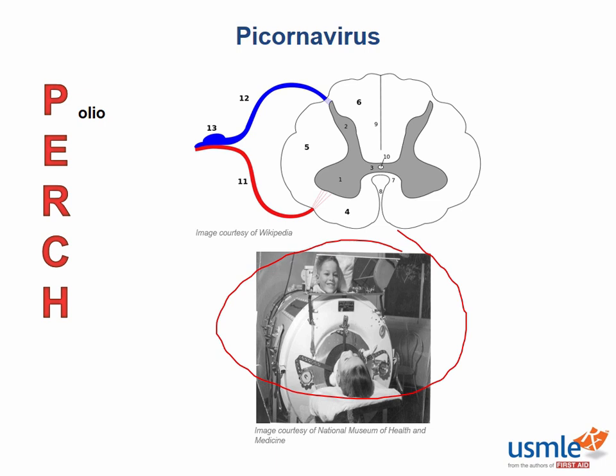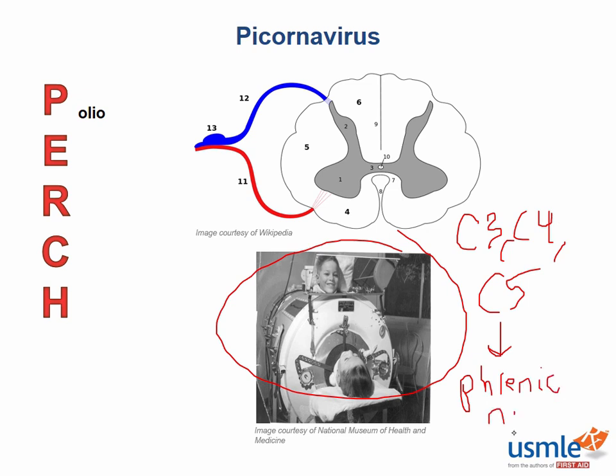Now, can you remember back to the nerve roots that innervate the diaphragm? The nerve roots that innervate the diaphragm that are affected by polio are C3, C4, and C5, which keep the diaphragm alive. And these turn into the phrenic nerve, which is the peripheral nerve that innervates the diaphragm. Very good.